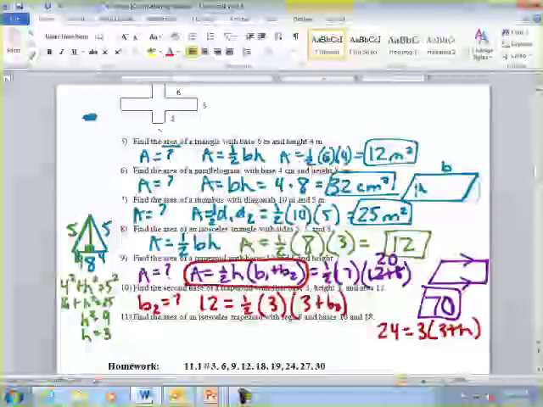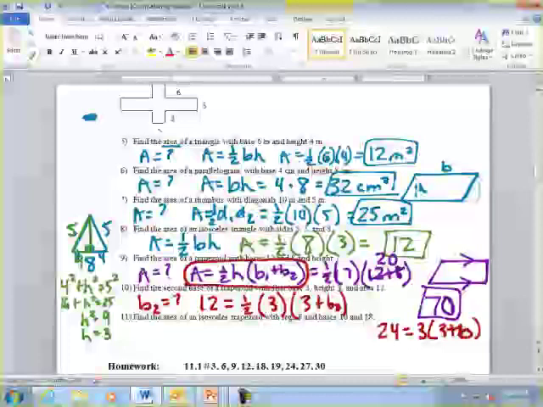Then again, yes, I wrote H. It should be a B. Thank you. Where do you get the 2 from? I multiplied by 2 to undo the 1/2.